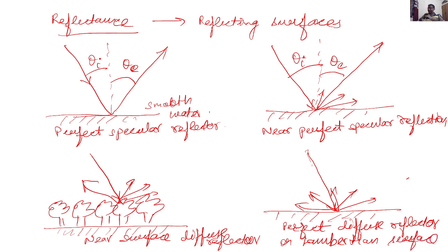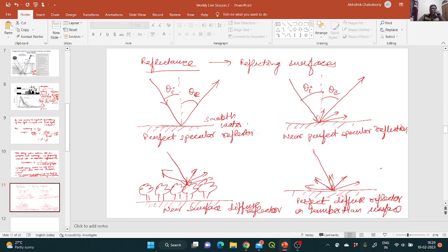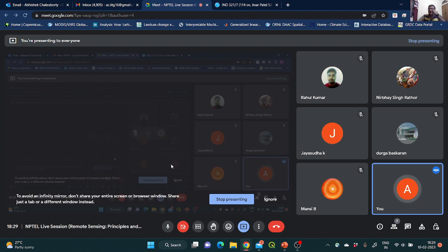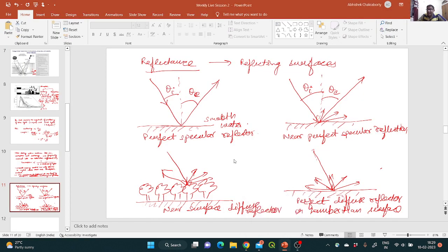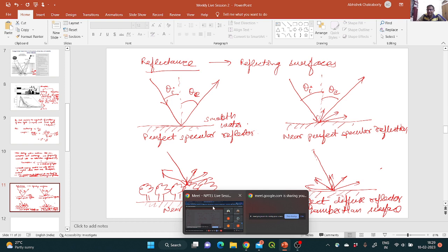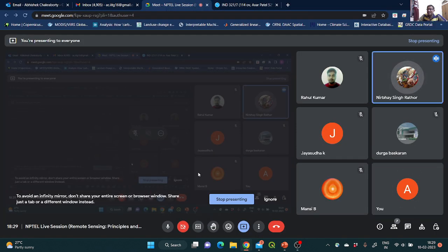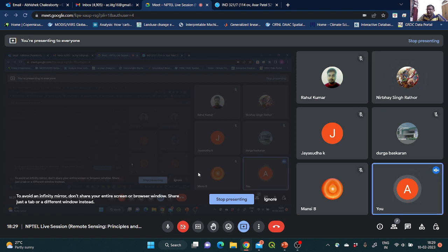Now I would ask you one thing. What do you think among these four different surface types, which one is the most desirable for a remote sensing scientist? Any idea? I mean, if you want to say anything, feel free to unmute yourself and comment. Sir, first one. Ideally, yes, right? Why do you say that? Sir, because it is a perfect reflector, no? So no energy is lost. That's what you want to say, right?